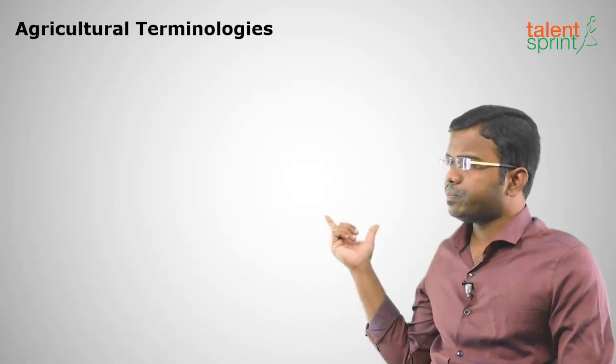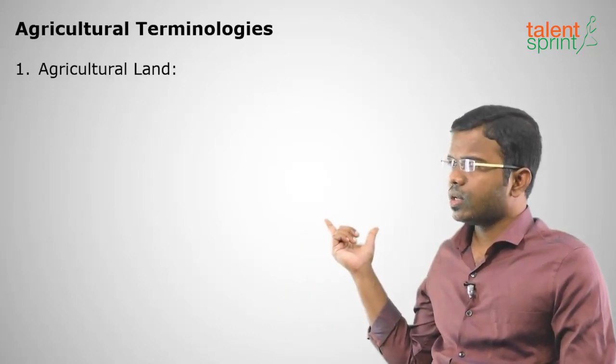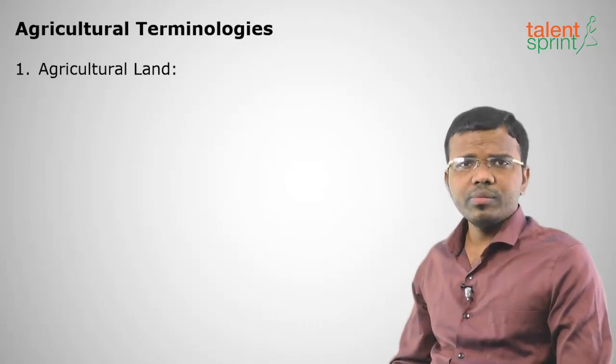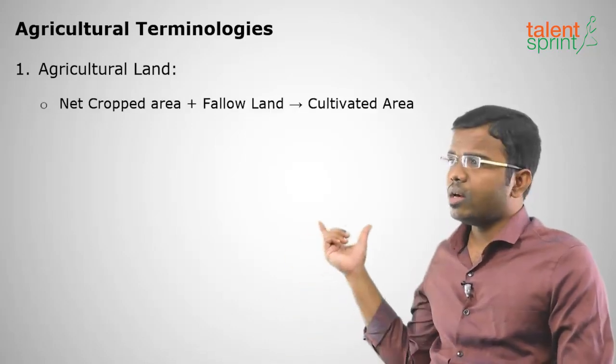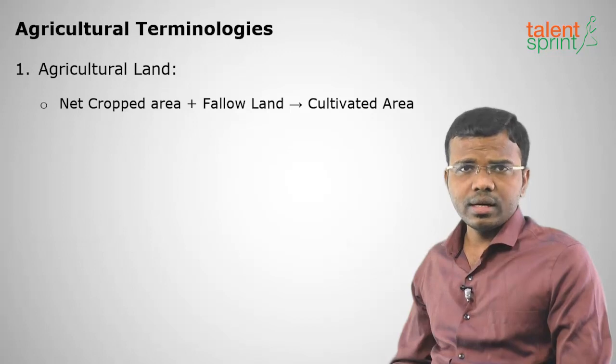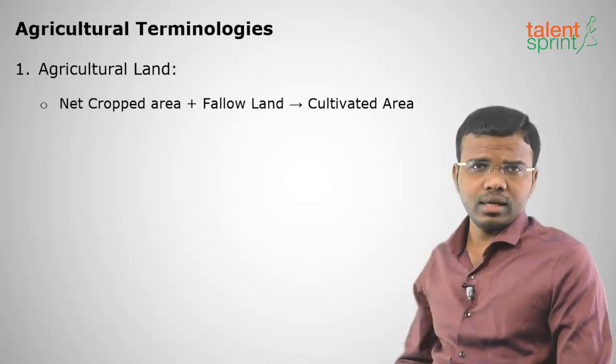And moving on to the agricultural terminologies in the introduction to agriculture. So what are the various terminologies used in agriculture? First is agricultural land. So what do you mean by agricultural land? It is the sum of net cropped area and fallow land. It is called the net cultivated area.